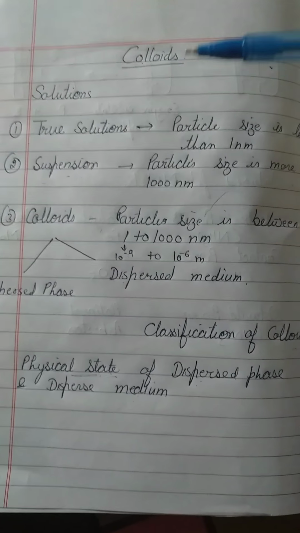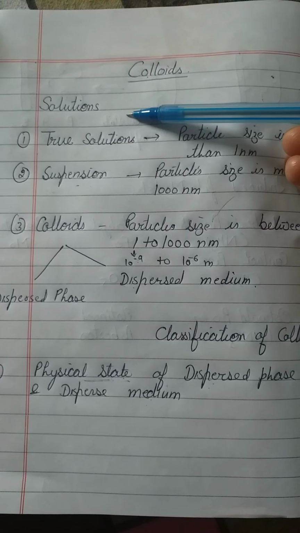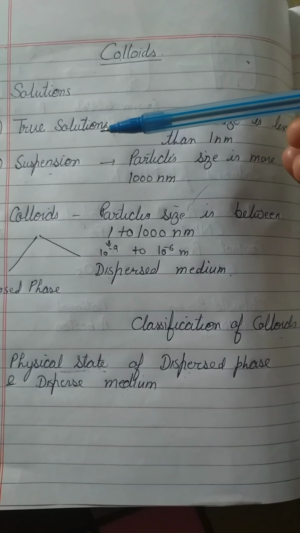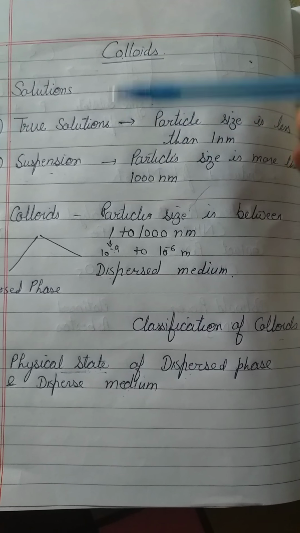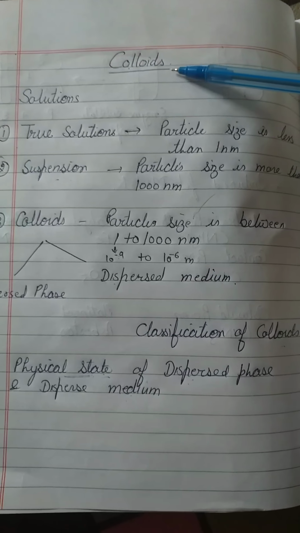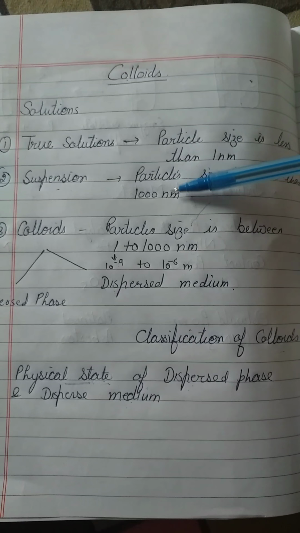Hello students, as you all know, solutions are made up of solute and solvent, and on the basis of their particle size they are classified into three categories. They are true solutions, suspensions and colloids. As today's topic is colloidal solutions, but before that we will study true solutions as well as suspensions.